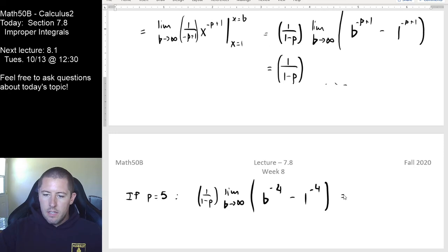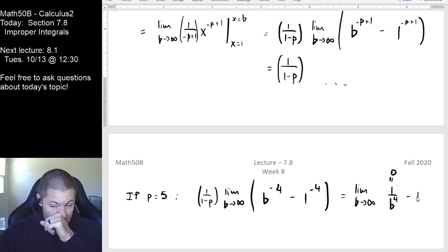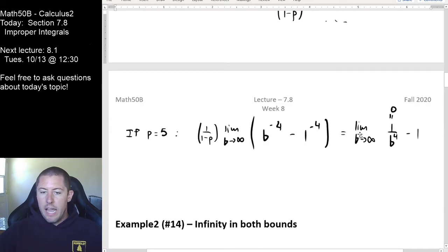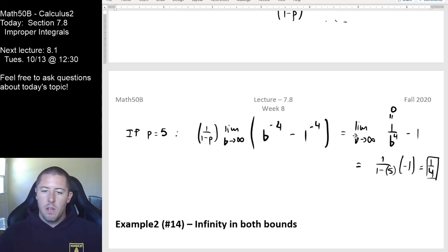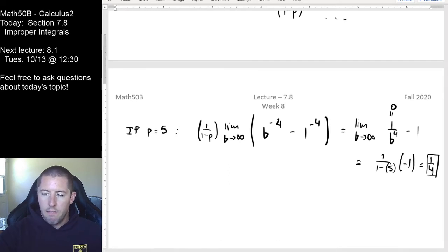Now, infinity to the negative 4 power, this is really going to be like the limit as b goes to infinity of 1 over b to the 4th minus 1. Notice here as b goes to infinity in this case, this term is going to go to 0. And we're going to subtract 1 here, so we're going to get a negative. And so if p is positive 5, then we're really getting 1 over 1 minus 5, and I should be just getting my final answer here of 1/4. So it looks like when p is 5, we converged.